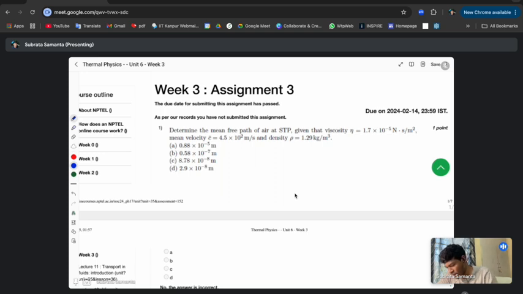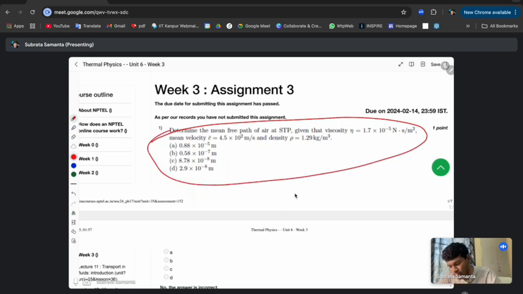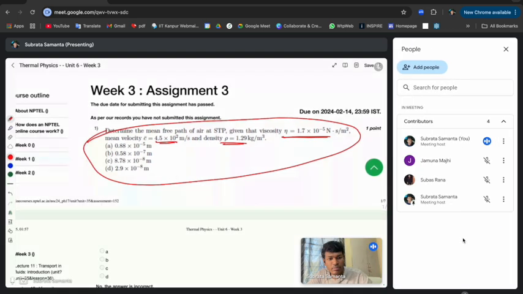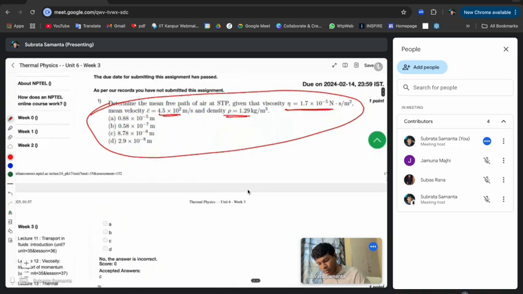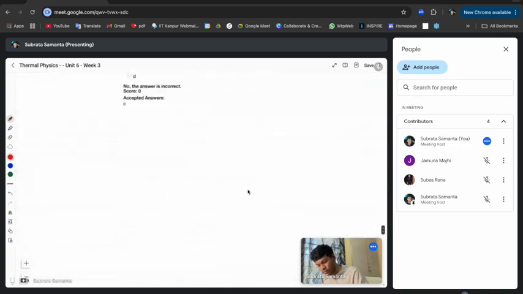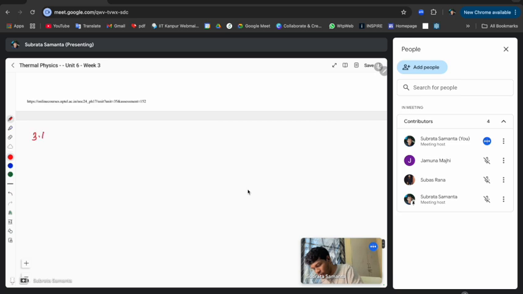In the first question, we have to determine the mean free path of air at STP, given the viscosity eta. The values of viscosity, the mean velocity and the density are given, and you have to calculate the mean free path. So how to calculate the mean free path? First, what quantities are given? So this is 3.1, let's say 1.